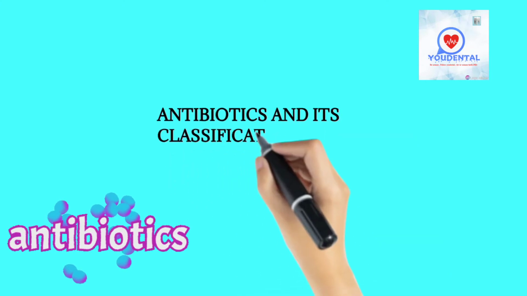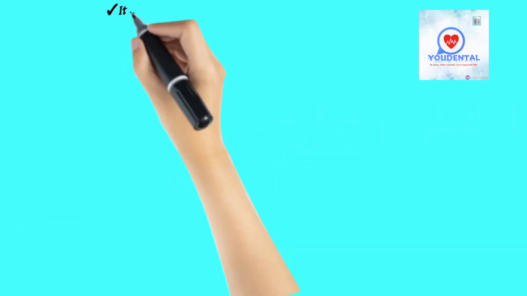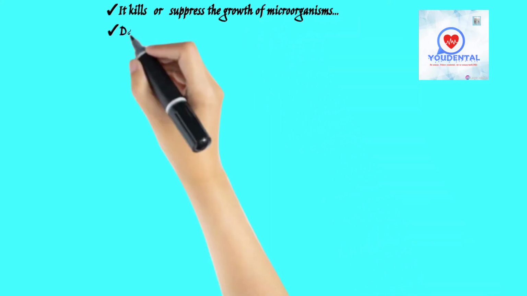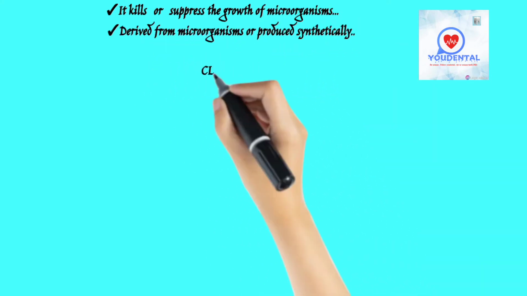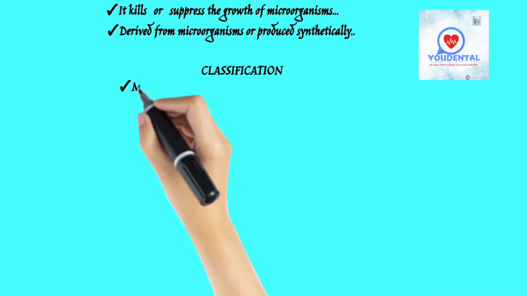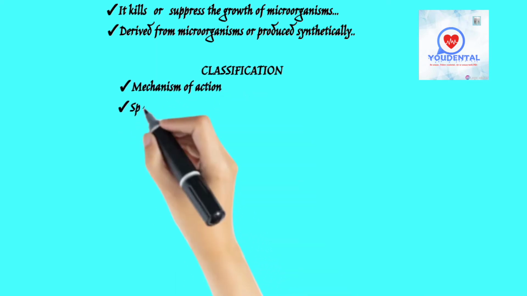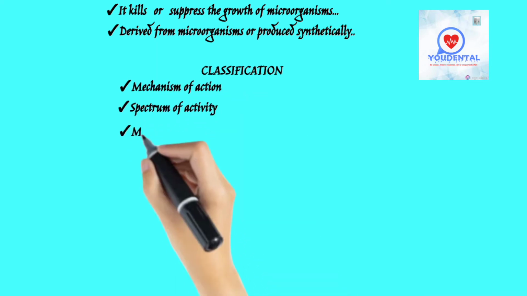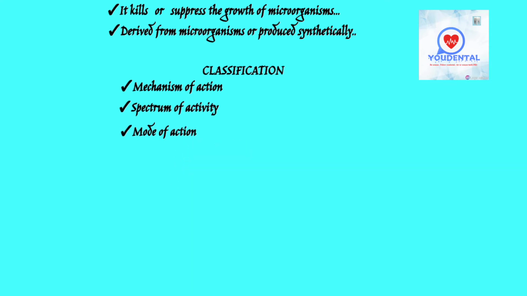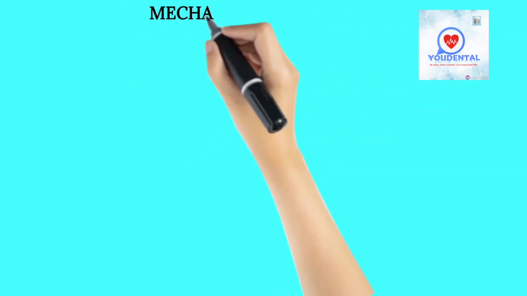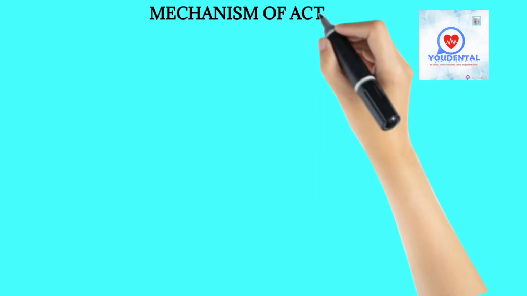Hi everyone, today I am going to share about antibiotics and their classification. So what is an antibiotic? It kills or suppresses the growth of microorganisms. It is derived from microorganisms or produced synthetically. It is classified under three types: mechanism of action, spectrum of activity, and mode of action.